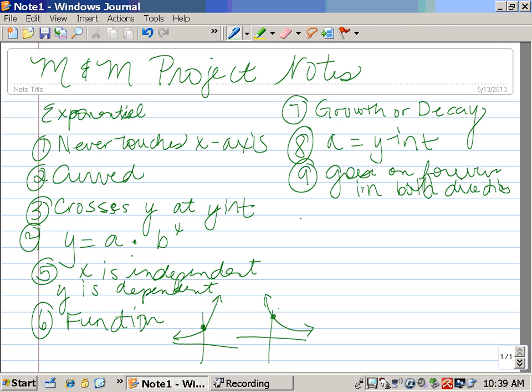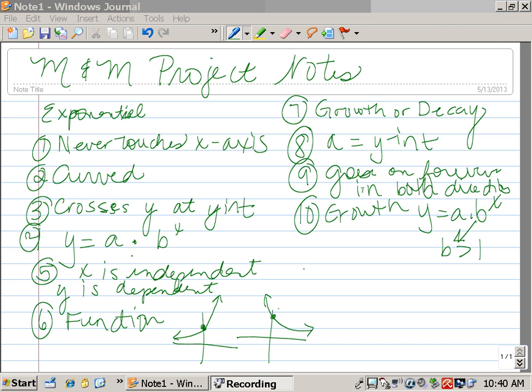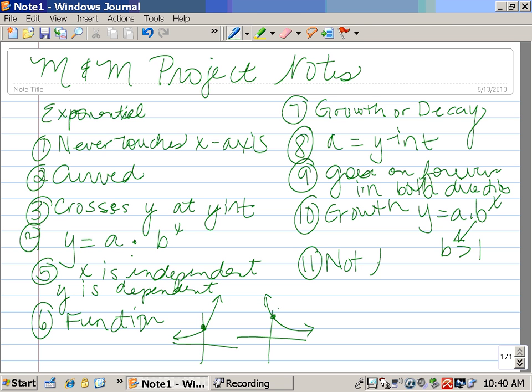For growth, I'm going to say this a little bit differently than how they said it. When you're talking about growth, it's y equals a times b to the x. The b has to be greater than 1. Write it down. B has to be greater than 1. Okay, number 11. It's not linear. It's also not quadratic.